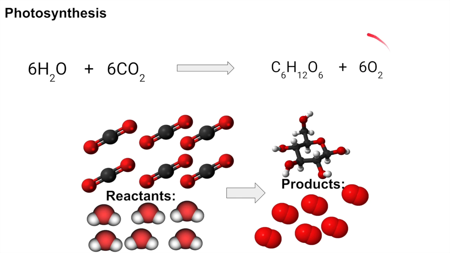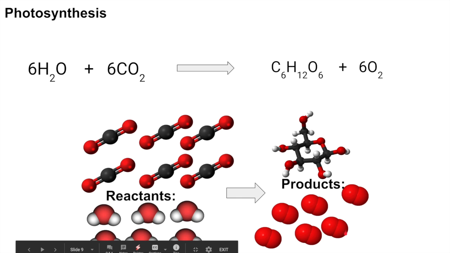Remember that the number in front of the molecule represents how many molecules are in the equation, and the number behind represents the number of atoms in the molecule. So the way you figure out how many oxygen are in 6O2 is you simply multiply the number in front by the number behind, so 6 times 2 is 12, so there are 12 oxygen in this example.